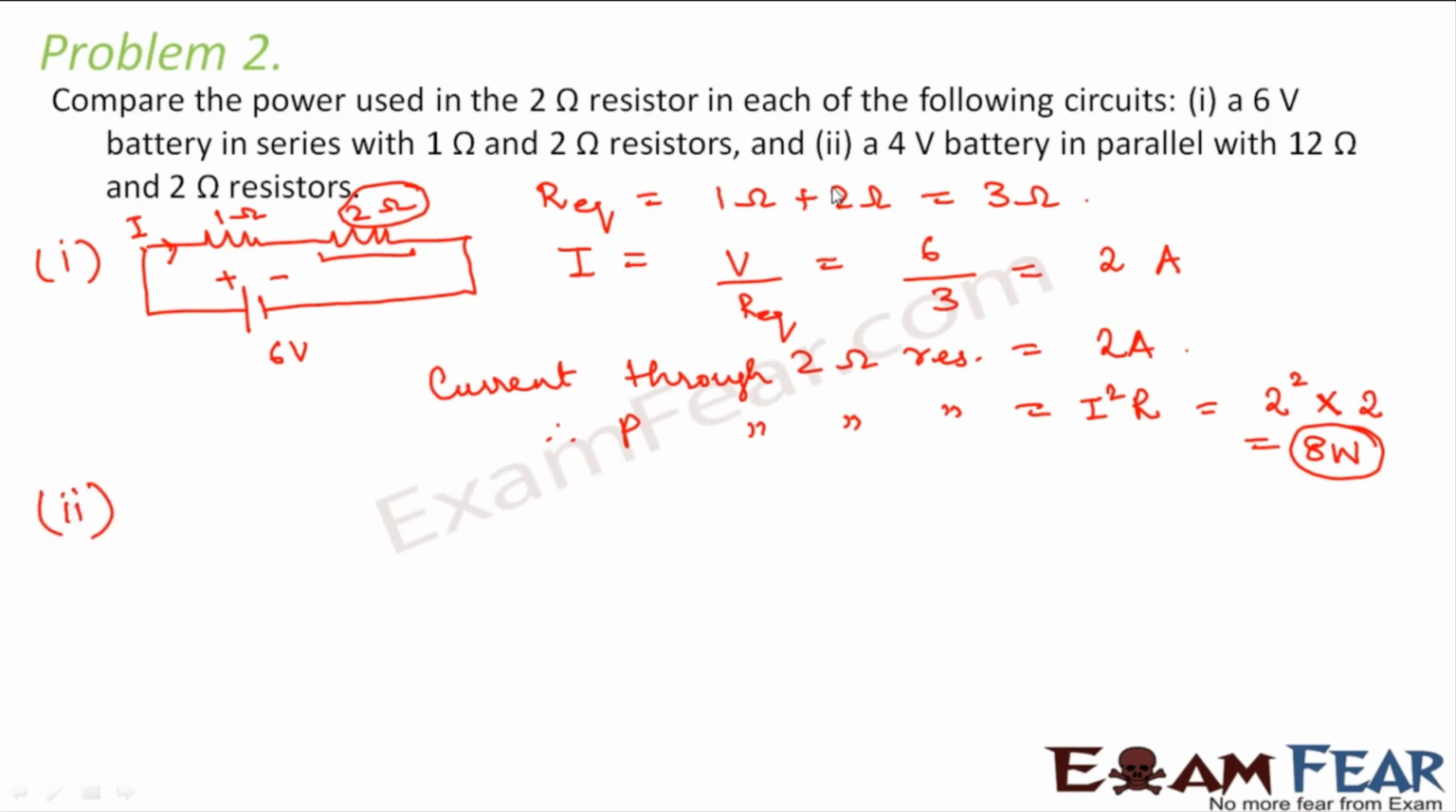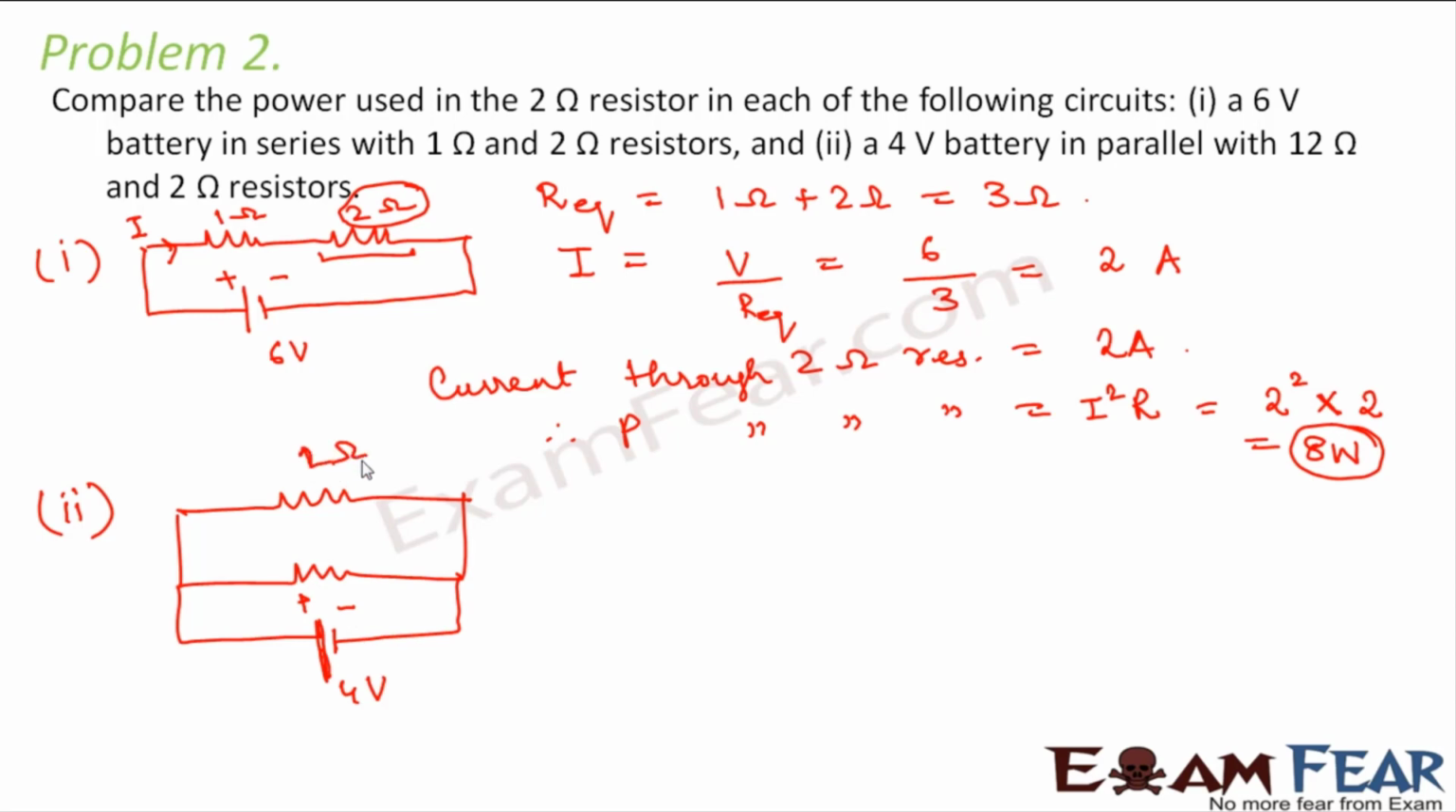Let us look at the second part of the problem. It says there is a 4 volt battery in parallel with 12 ohm and 2 ohm resistors. This means here you have 2 resistors which are connected in parallel with a battery of 4 volts. So this is a 4 volt battery, this is 2 ohms and this is 12 ohms. In this case also we have to calculate the power used in this 2 ohm resistor. So for this we will have to calculate the current through this resistor.